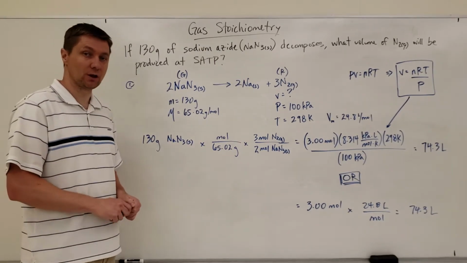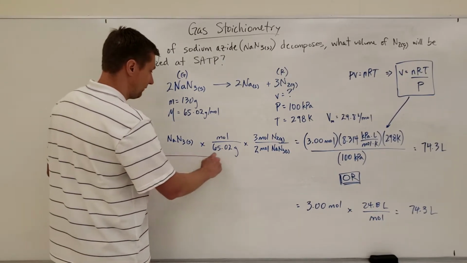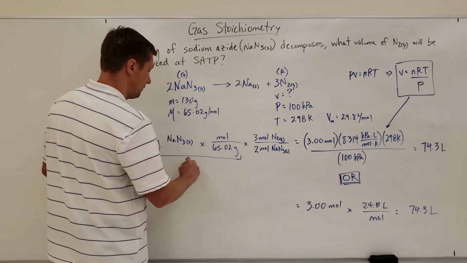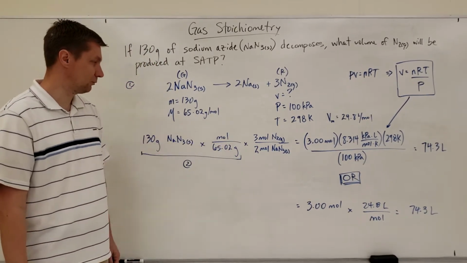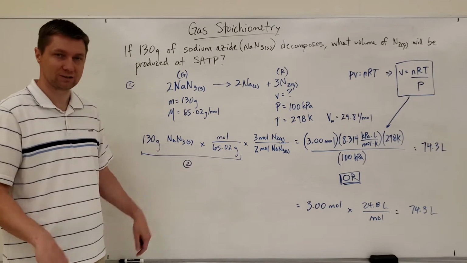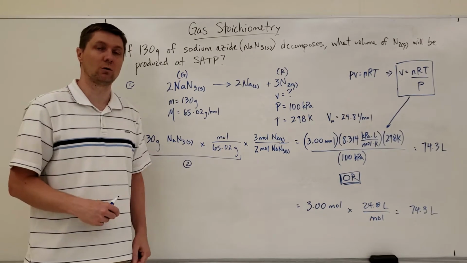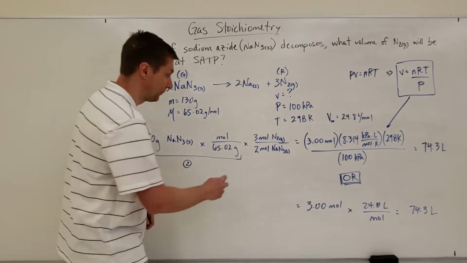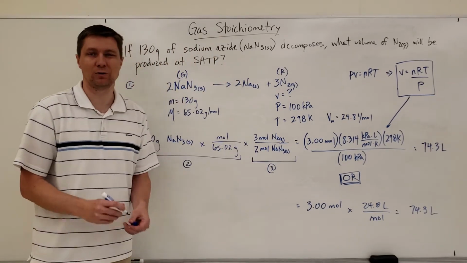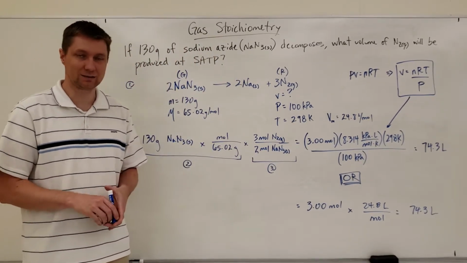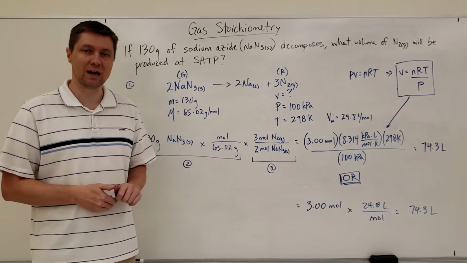Step number 2 in stoichiometry is simply calculate the moles of the given. And this is really no different here than what we did in gravimetric stoichiometry, where we've got a mass. We use the molar mass to calculate the moles. That's step number 2. Step number 3, convert the moles of the given into the moles of the required using the mole ratio. And so there's step number 3. Now where things get a little bit different is not that step number 4 has changed. Step number 4 is calculate what the question is asking for.